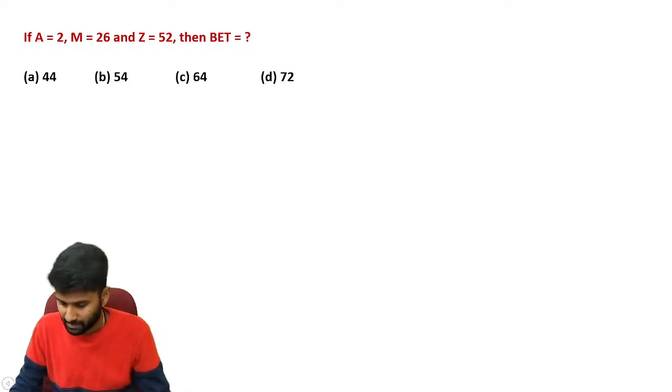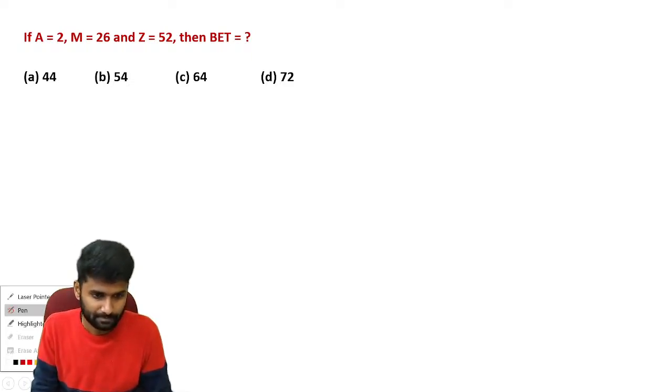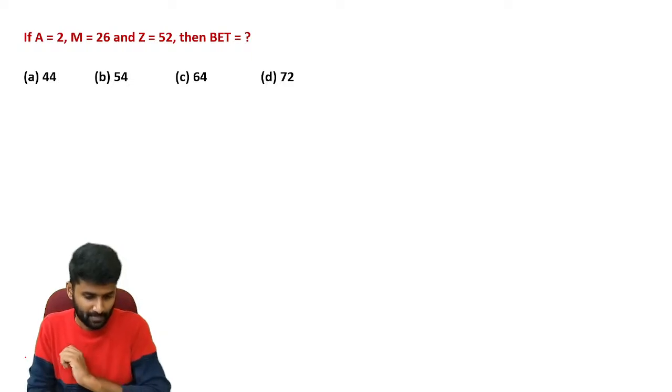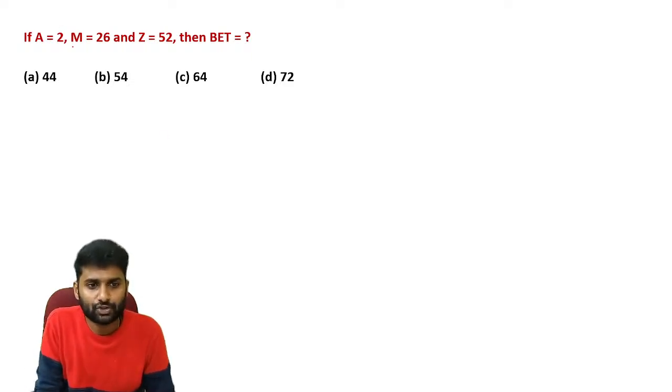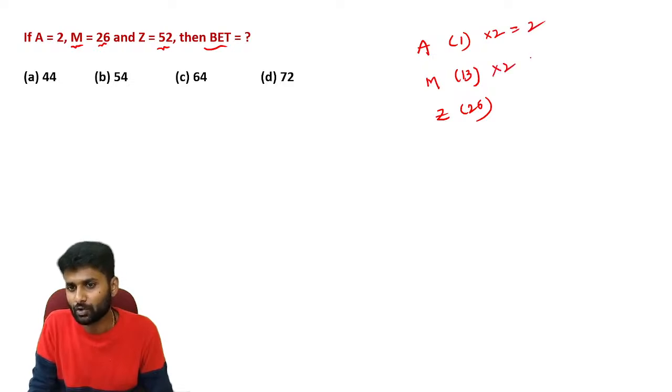Very good. Now see, if A is equal to 2, M is equal to 26, Z is equal to 52, what about pen? A alphabetical is 1, M alphabetical is 13, Z alphabetical is 26. If you multiply by 2, you will get the code. So 13 into 2 is 26, and 26 into 2 becomes 52.